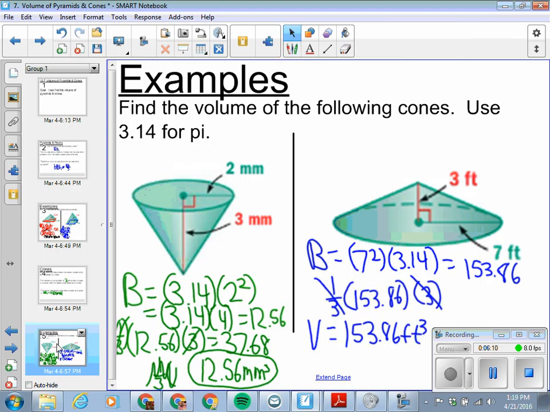Hopefully all your answers moving forward work out to be that easy. But if they don't, just keep the 1/3 there or divide by 3 and it'll work out just fine. This concludes your lesson over the volume of pyramids and cones.